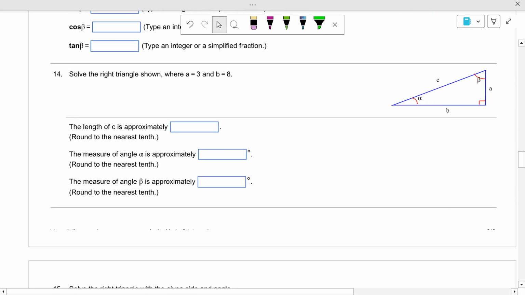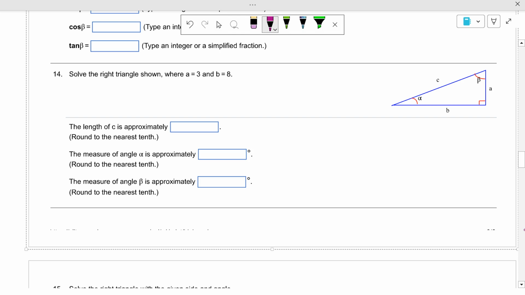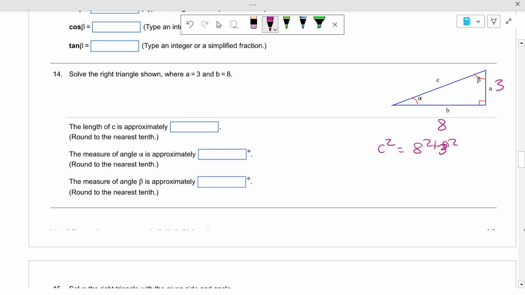Now we're going to solve the right triangle. What that means is we're going to find every side and every angle. We need to find every side and every angle. So, if I know A is 3 and B is 8, how do I find my hypotenuse? Pythagorean theorem. C squared equals 8 squared plus 3 squared. So C squared equals 64 plus 9. C squared equals 73. So C equals the square root of 73.